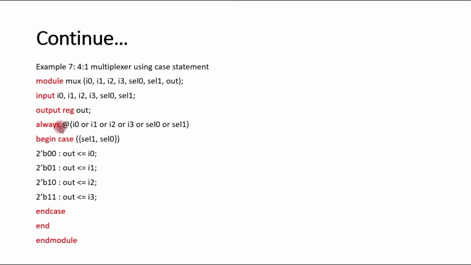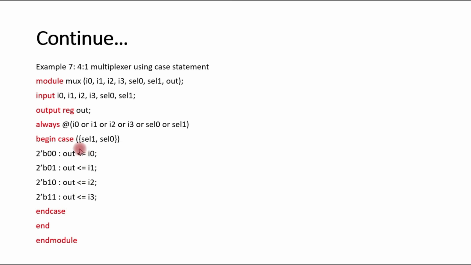Procedural block, always at the rate. If any change in the input variables or selection line, then these sequential statements will be executed. Begin case, and here we are taking concatenation of sel1 and sel0. If sel1 is at logic 0 and sel0 is at logic 0, it means combination is 0 0. In this case, output will be I0.